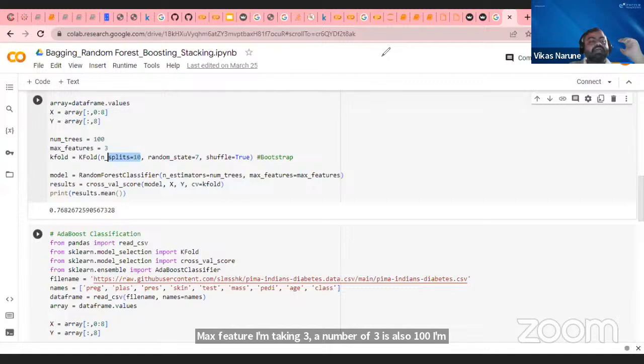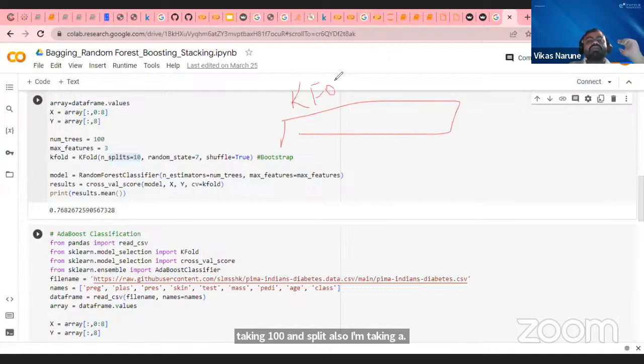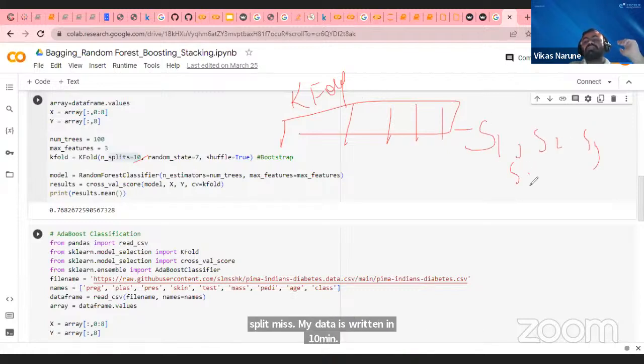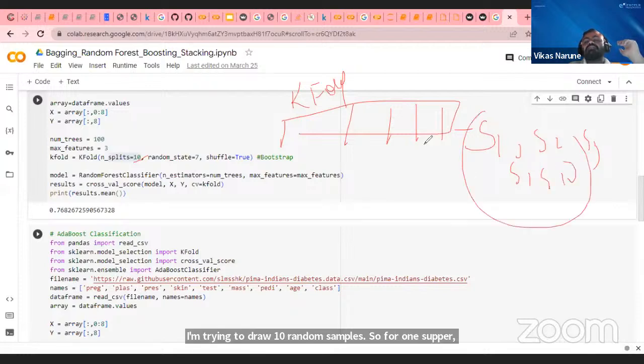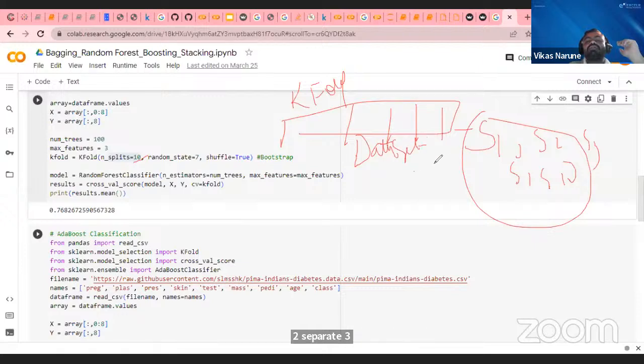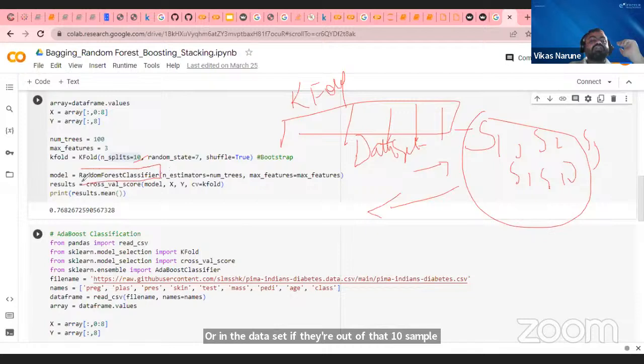Now, don't get confused. This is what k-fold means. If my entire data set is there, and I'm saying 10 split, it means my data is split in 10, guys. I'm trying to draw 10 random samples. Sample 1, sample 2, sample 3, sample 4, up to sample 10. So 10 samples will be created out of the original data set. Those 10 samples will be fed to my random forest classifier, guys.